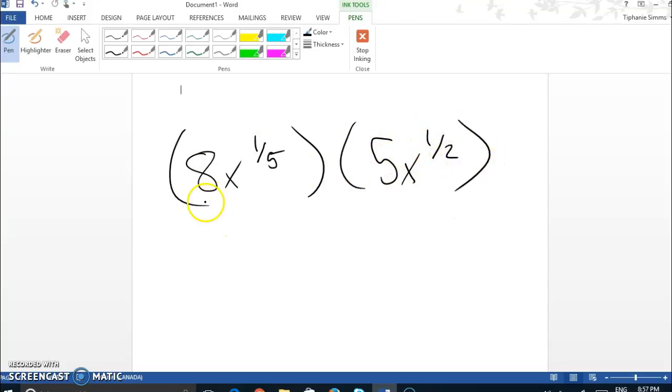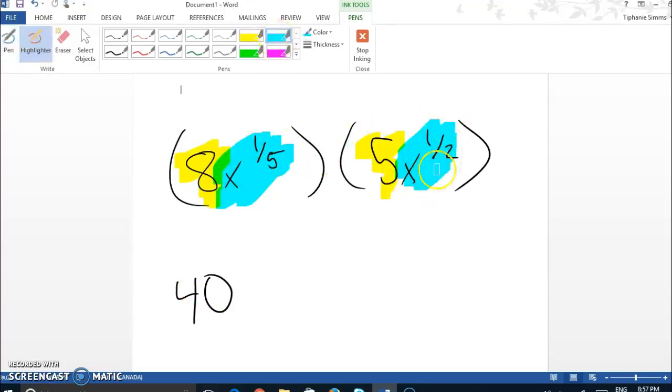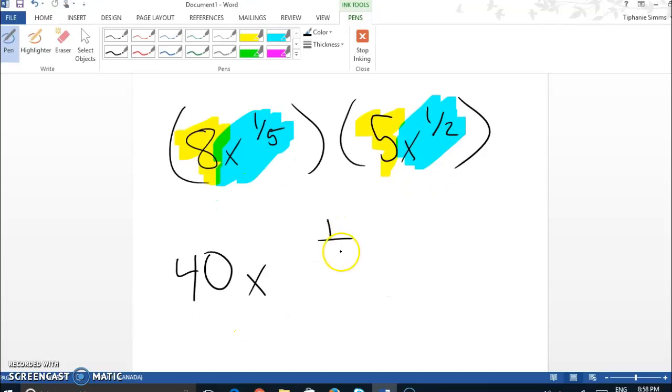Okay, so here we're just going to break this up. I'm going to do the whole number part first. So 8 times 5, that's going to give me 40. And now we're going to do our x's. And remember, when we're multiplying same bases, like here we have an x and an x, we have to add the exponents. So the exponent is going to be 1/5 plus 1 over 2.